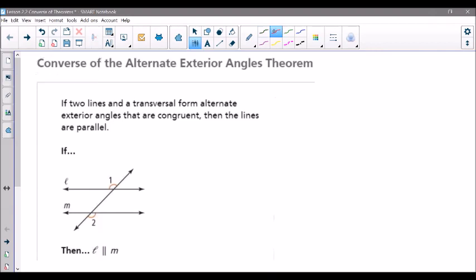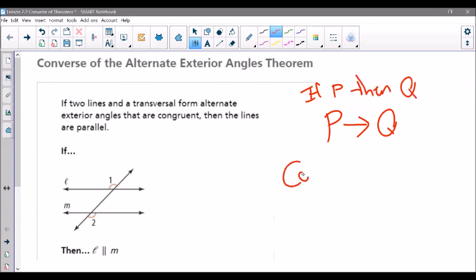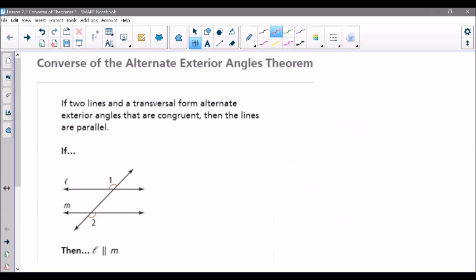Remember, a couple days ago we had P implies Q, or if P then Q. The converse was just the opposite. We took Q and we said, hey, Q implies P. If Q, then P. It'd be like, if it's raining outside, then the ground is wet. The converse of that would be if the ground is wet, then it's raining outside. So we're switching the hypothesis and the conclusion now.